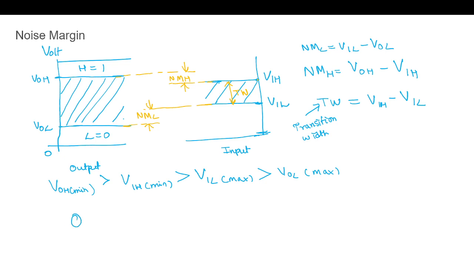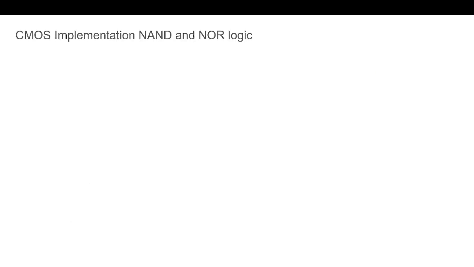And then we have something called the overall noise margin. The overall noise margin is the minimum of the noise margin low and the noise margin high. So this is about the noise margin. And next we will see the dynamic power.